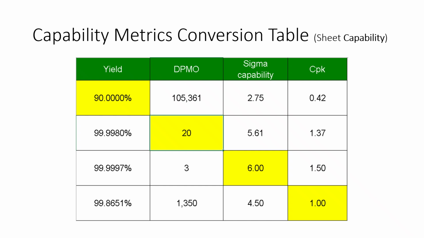You can use this capability metrics conversion table by filling your number to convert in the corresponding yellow cell, and the equivalent metrics will appear in the same line. Yield and DPMO are attribute metrics. Sigma capability is used for business processes and CPK for manufacturing processes. Be aware that when converting between CPK and attributes, we are assuming a single spec limit.